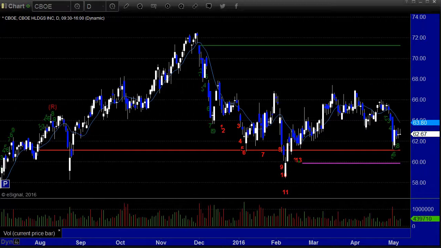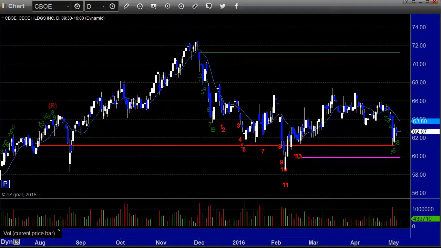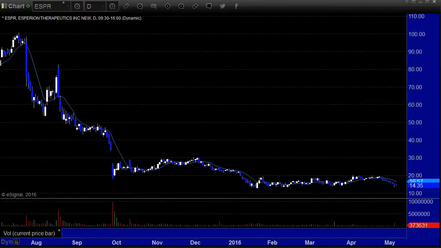CBOE, another one. Look at the buy signal. It's not the low day in this case. The low day is the 11th bar, and then there's a 12, 13. But from the time you get to 13, you do head up. So that's pretty interesting. SIMO, sell signal maybe a week ago, and it went down since then. Risk line still in play.